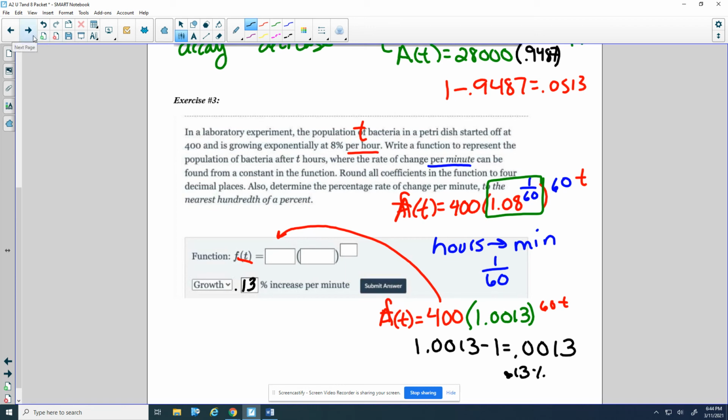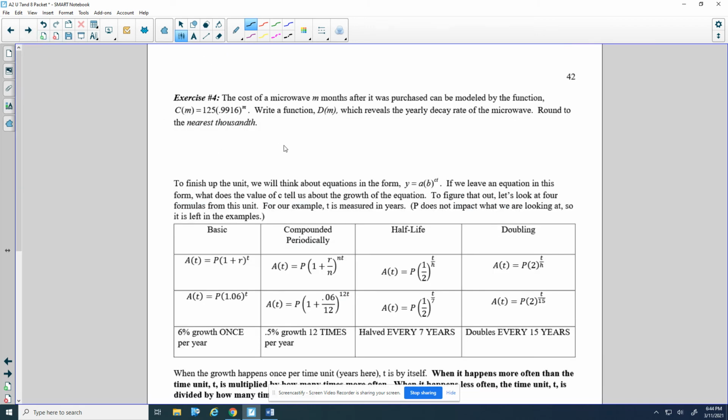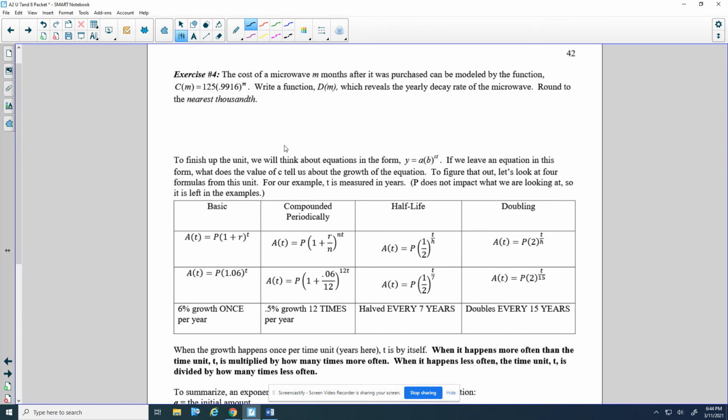And I purposely included this one because all the ones on Delta Math, the time period's getting smaller. I wanted to show you can go in the opposite direction, and this is also a different type of problem where you already have the equation. So this says the cost of a microwave m months after it was purchased can be modeled by this function. Write a function d of m, which reveals the yearly decay rate of the microwave. So this is the monthly decay rate, and this should really say, now that I read it, the cost of the microwave, because the microwave itself is not decaying, right? So here we have C of m.